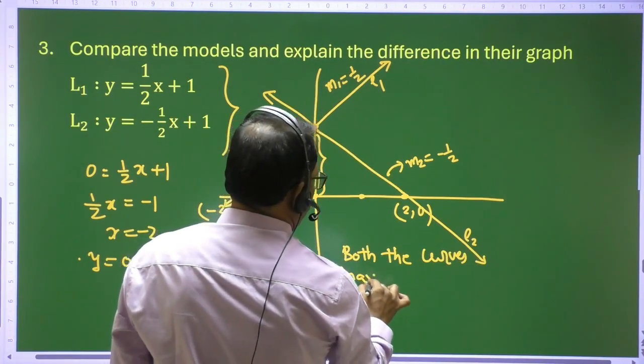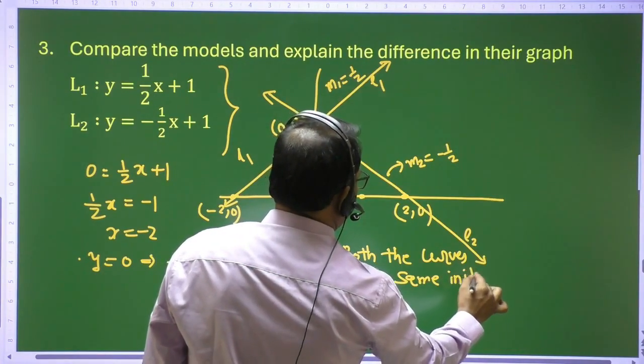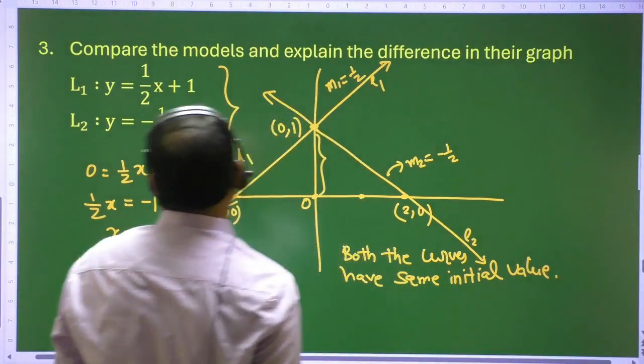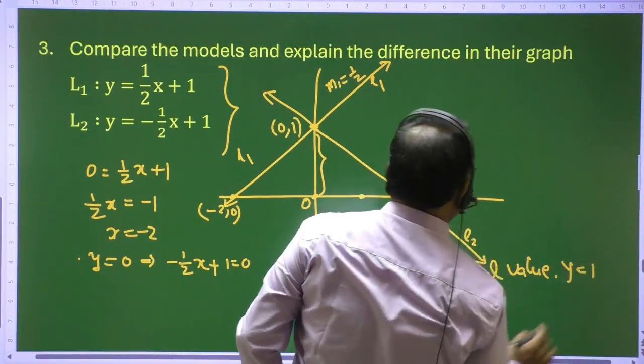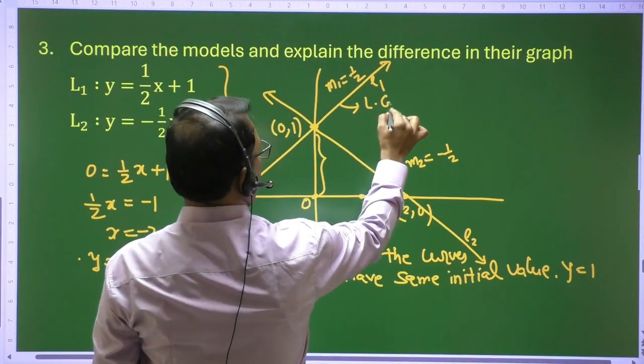have the same initial value. Both the curve has same initial value, that is 1. y is equal to 1. The L1 indicates the linear growth.